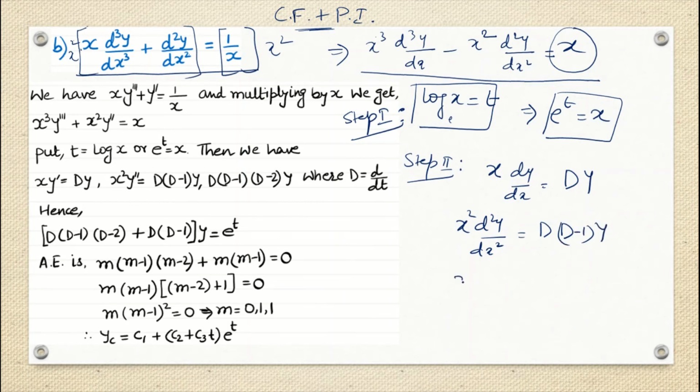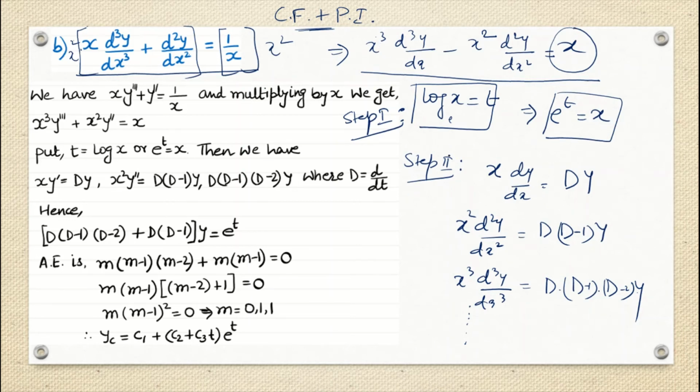If it is x cubed d cubed y by dx cubed, how much will it be? I'll write that D three times, okay. Now this will be D, D minus 1, D minus 2. They all are multiplying with each other. Further I will not go, because I can find that in my differential equation I have the term till x cubed only. So step 2 is also done.